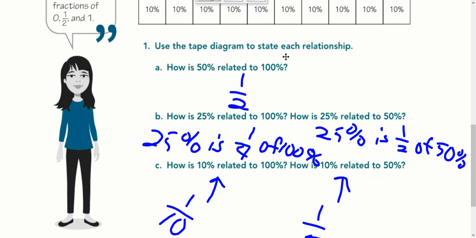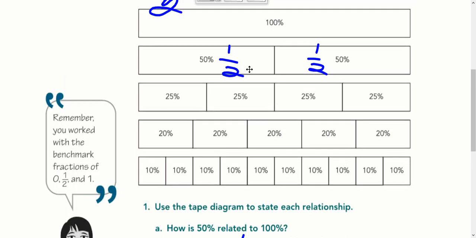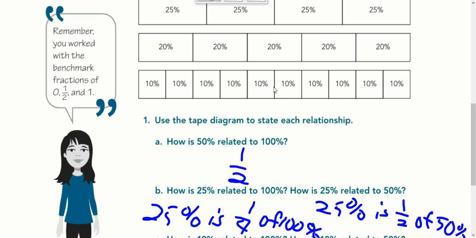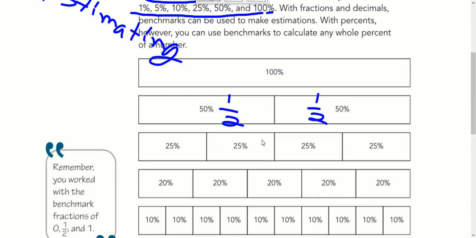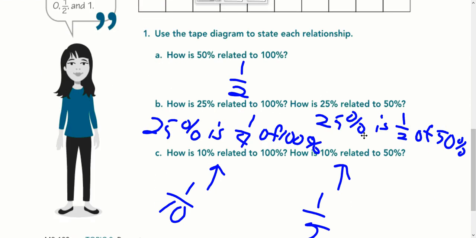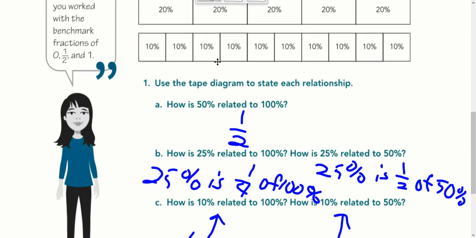So A is, how is 50% related to 100%? Great question. 50% is related to 100% because 50% is half of 100%. And so down here we put 1/2. How is 25% related to 100%? And how is 25% related to 50%? So 25 is 1/4 of 100%, as seen up here. And then 25 is half of 50%, also seen up here.